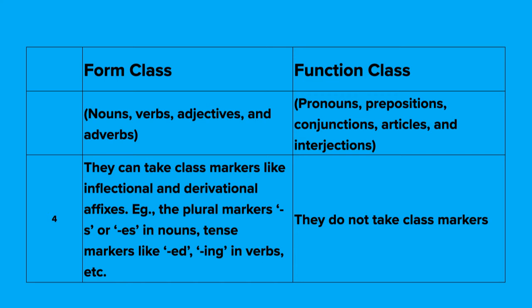So like that, these kinds of affixes and such markers can be added to form class words. But in function class words, you cannot really add such markers. Take a conjunction like because. You can't say becauses or becausing or becaused, right? So that is another difference between form class and function class words.